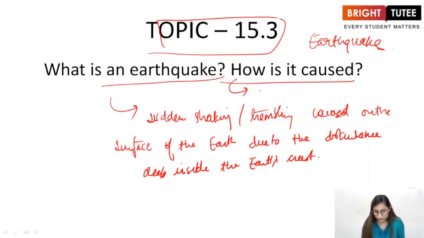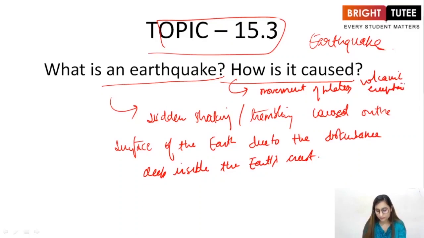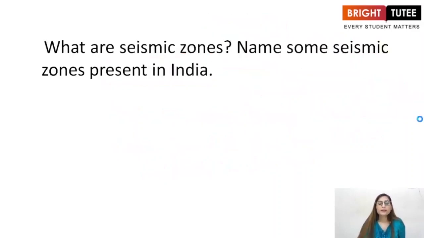Now for reasons you can write movement of plates, volcanic eruptions, right? Then nuclear explosions, or if a meteor hits the surface of the earth. Right? These are the reasons why it is caused. Next question, what are seismic zones? Name some seismic zones present in India.